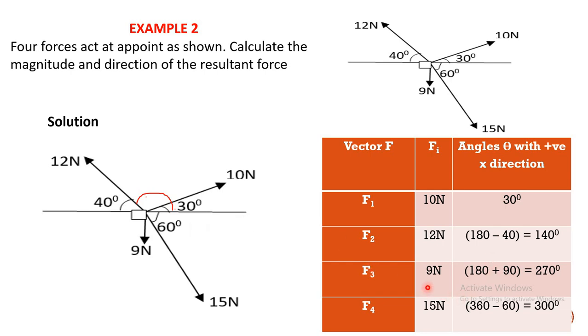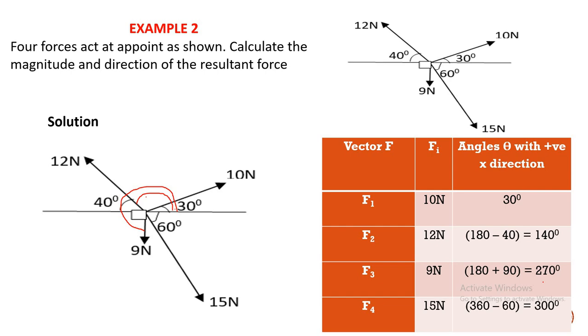And then a similar explanation will go for the 9 Newton force. The 9 Newton force is directly facing the vertical direction. However, we need to find the angle it makes with the horizontal x-axis, the positive x-axis, that is this very angle. But we already know that the angle on a straight line is 180, and the remaining angle has been given to be 90. This is how you mark a 90-degree angle. So it is 180 plus 90, which happens to be 270.